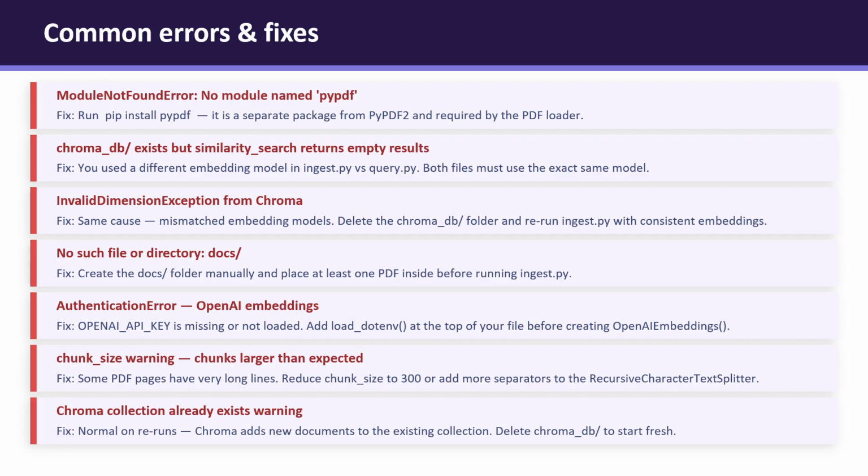If you get an invalid dimension exception from Chroma, the cause is the same mismatched models. Dimension here means the length of the vector. Different models produce vectors of different lengths, and Chroma cannot compare vectors of different lengths. Delete the chroma_db folder and rerun ingest with consistent embeddings. If the docs folder is not found, create it manually. Python will not create it for you. If OpenAI authentication fails, load_dotenv is missing from the top of your file. Without it, the API key from your .env file never gets loaded into the environment.